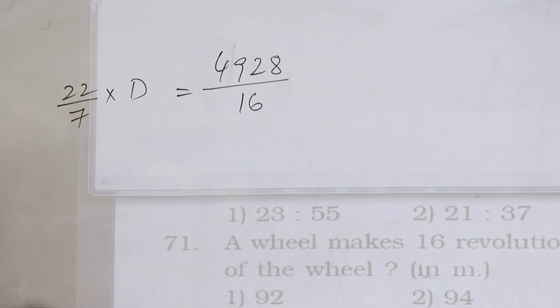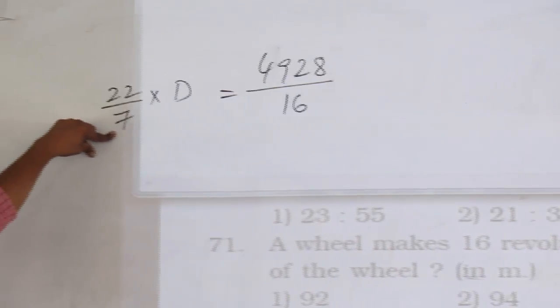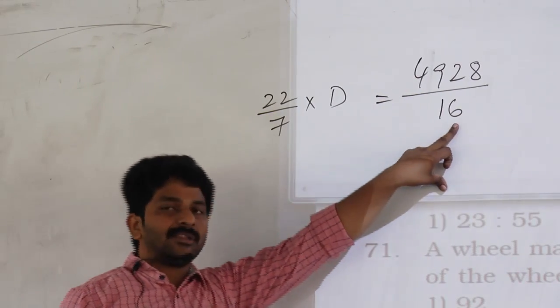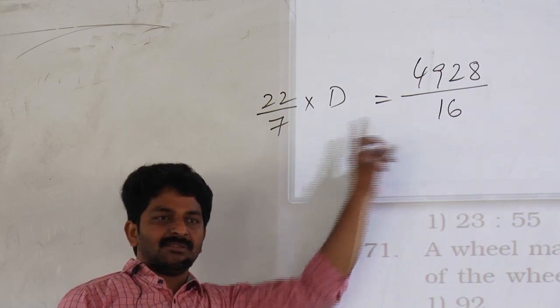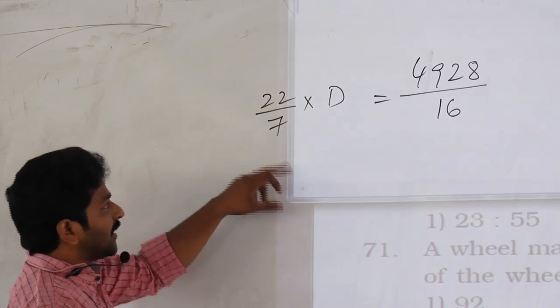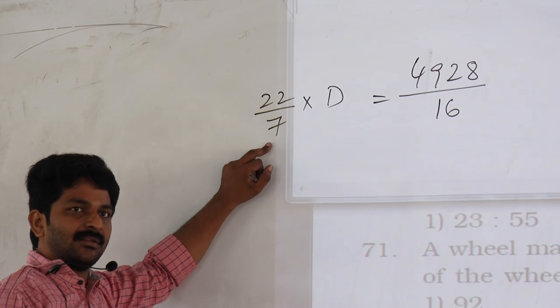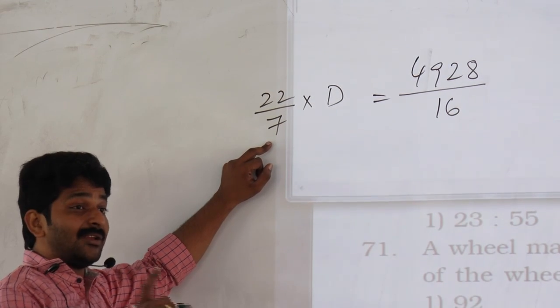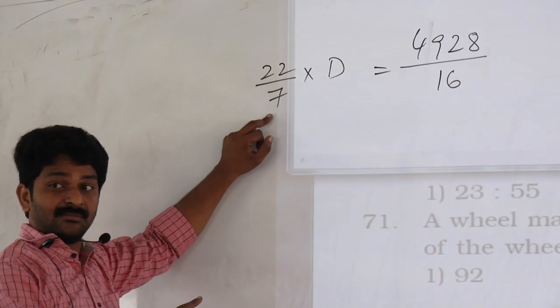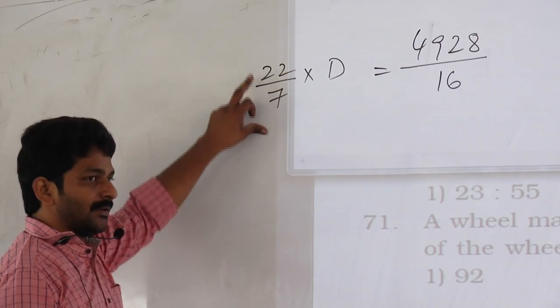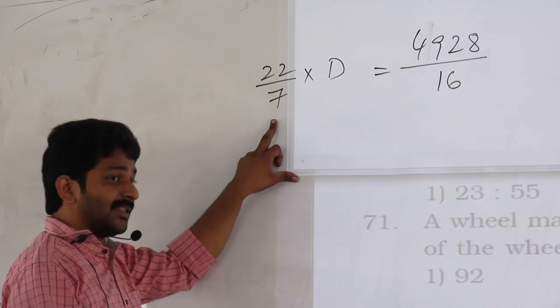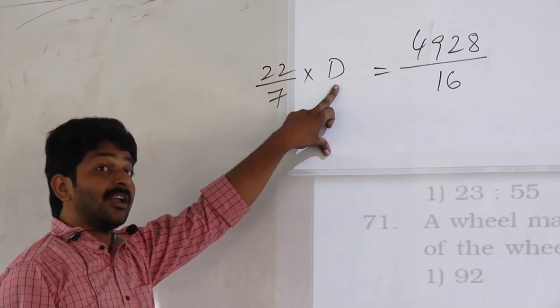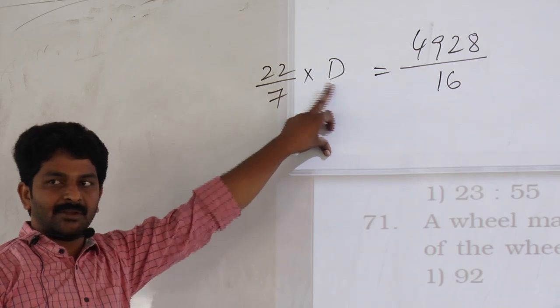Just wait a minute. 22. Can you cancel 22 with 7? Otherwise, the right hand side denominator part is 16. Can you cancel 16 with 7? So in that case, can you eliminate 7 from here? This is not a 7 multiple. This is not a 7 multiple. So how can you cancel 7 from here then? Your diameter should be a multiple of 7. Then only 7 gets cancelled.